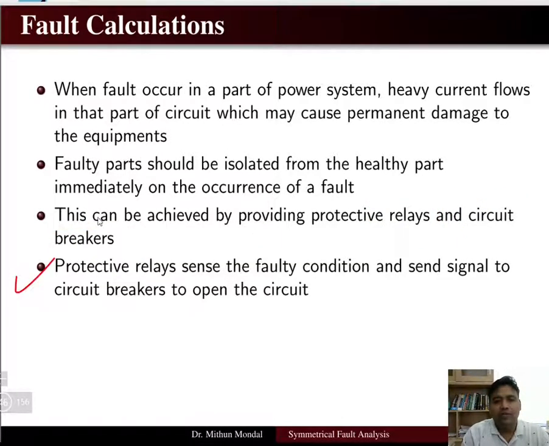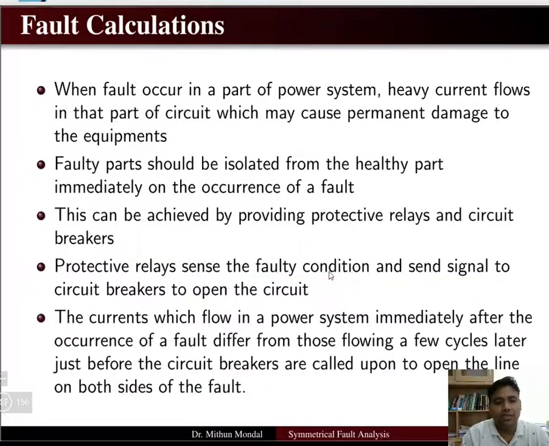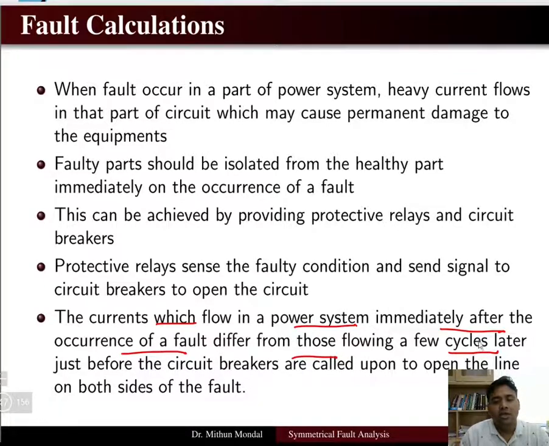So what do the protective relays do? Protective relays sense the fault condition and send a signal to the circuit breaker to open the circuit. So basically relays are sensing devices which sense the fault condition and send the signal to the circuit breaker to open the circuit. The current which flows in a power system immediately after the occurrence of a fault differs from that flowing a few cycles later. As soon as the fault occurs, the level of the current is quite high, and that is the fault current, and a few cycles later you will see that the current dies out, just before the circuit breakers open the line on both sides of the fault.